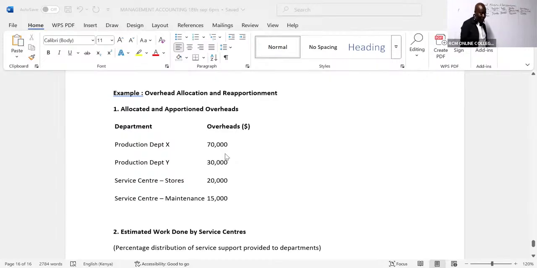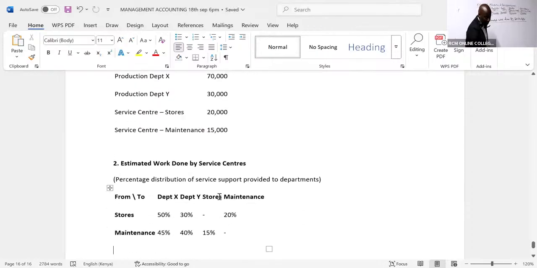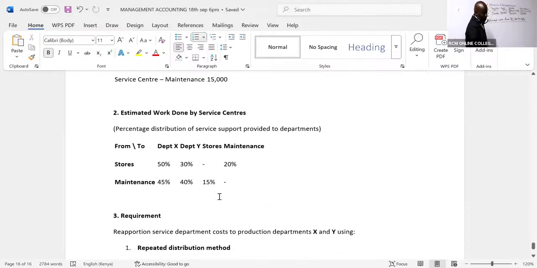So from there, ladies and gentlemen, estimated work done by service departments. So we are writing down here, estimated work done by service departments. So we have here from, this was supposed to be in a table.